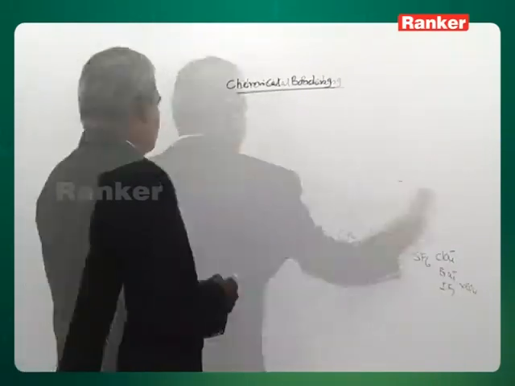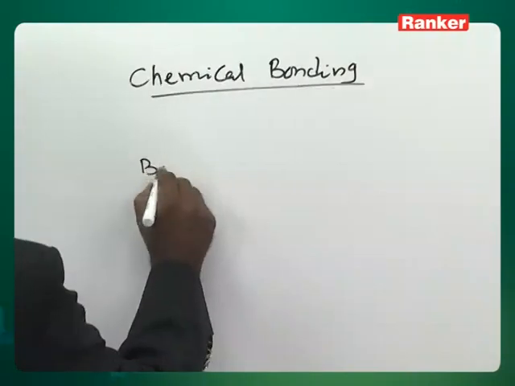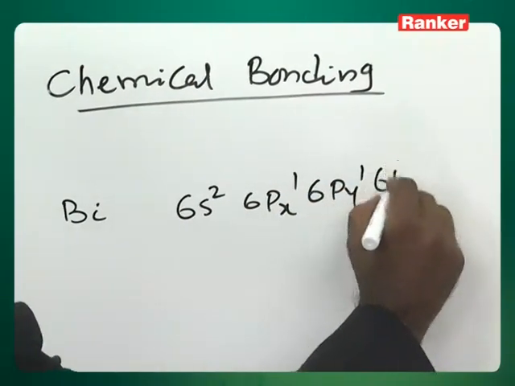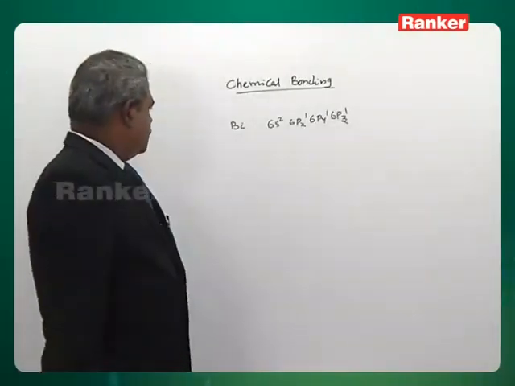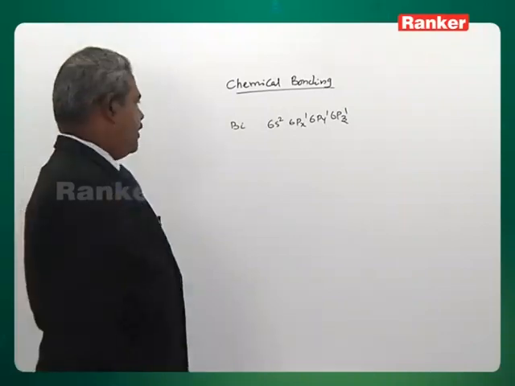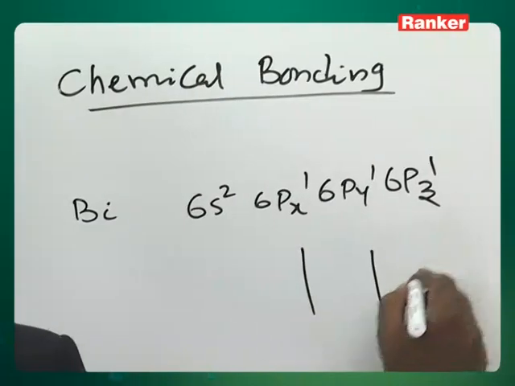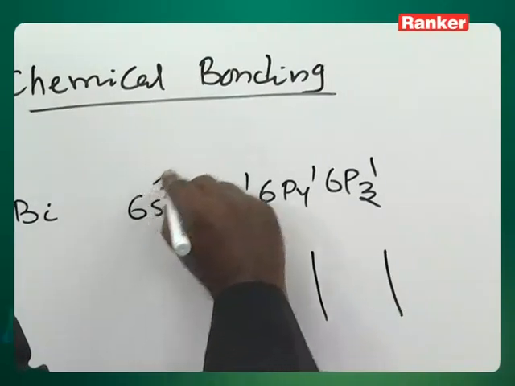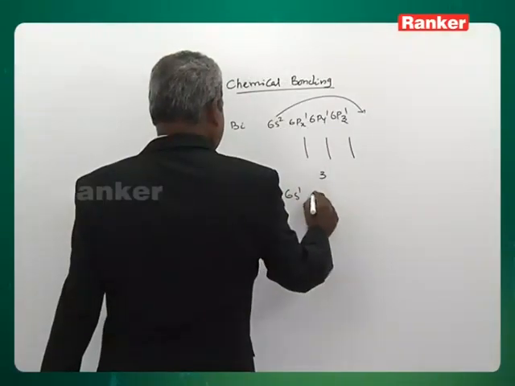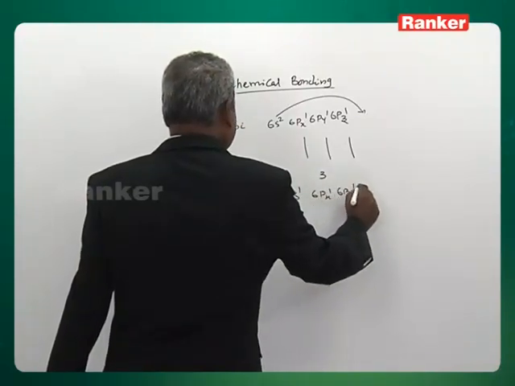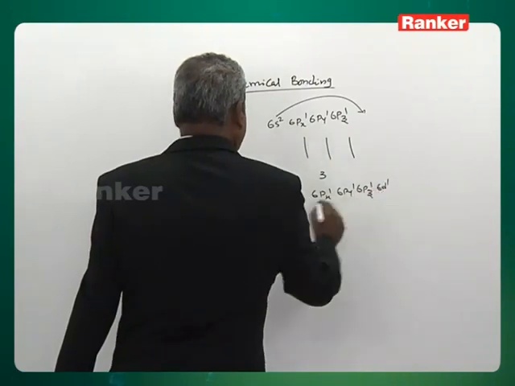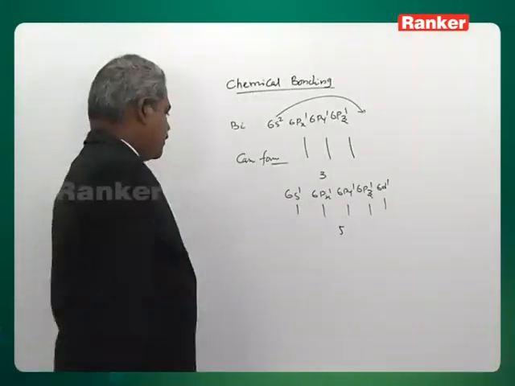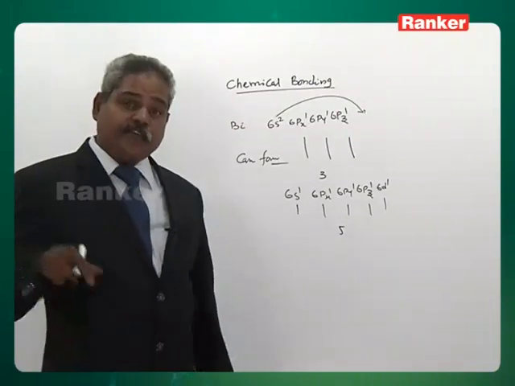Maximum covalence. Look here. Bismuth: 6s2, 6px1, 6py1, 6pz1. What can bismuth do theoretically? It has 3 unpaired electrons. It can share. And in its excited state, suppose the electrons are excited, 6s1, 6px1, 6py1, 6pz1, 6d1. Bismuth can form 5 bonds also. I repeat, can form. Bismuth can form 5 bonds also if necessary.